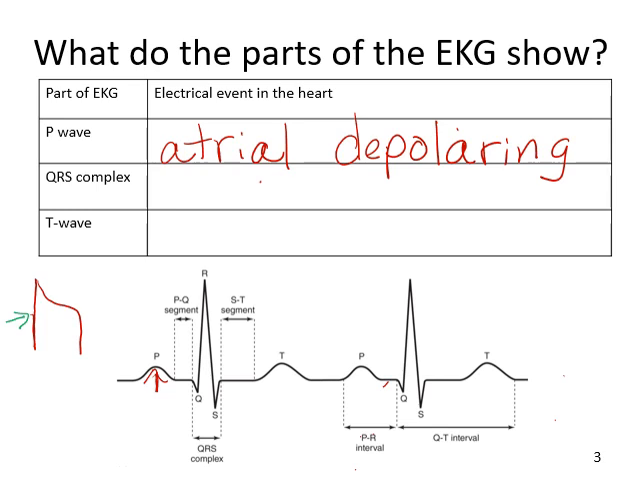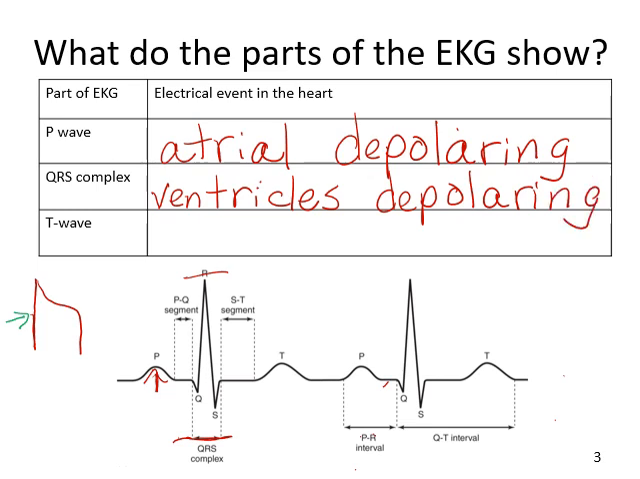Then we move on to the QRS complex, which is really big and dramatic. The QRS complex is showing us the ventricles depolarizing. The ventricles are really big, and so you get a lot more change in electrical charge when they depolarize, and that's why QRS is so much bigger than P. And then finally we come out here to T. T is the ventricles repolarizing.